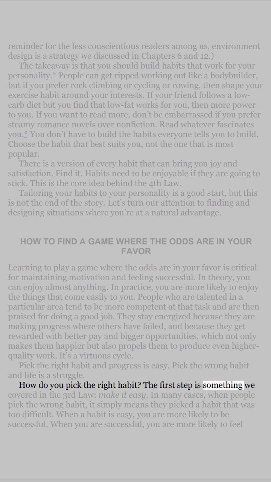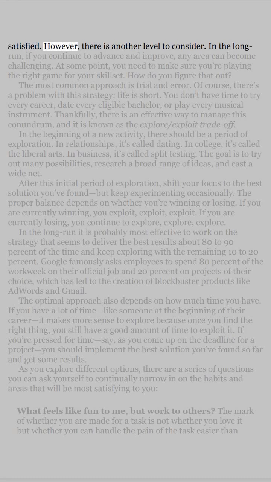The first step is something we covered in the third law: make it easy. In many cases, when people pick the wrong habit, it simply means they picked a habit that was too difficult. When a habit is easy, you are more likely to be successful. When you are successful, you are more likely to feel satisfied. However, there is another level to consider. In the long run, if you continue to advance and improve, any area can become challenging. At some point, you need to make sure you're playing the right game for your skill set.